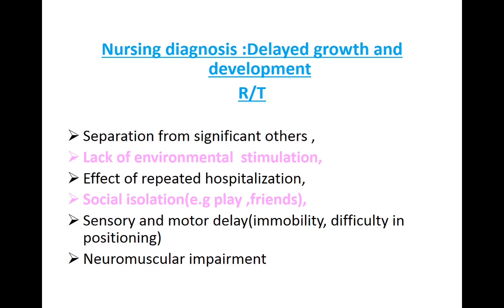Malnutrition is there in the child. The child will be having risk for delayed growth and development. Yes or no? It will be there or not? Yes, ma'am. So diarrhea is there, frequent diarrhea, chronic diarrhea is there, malnutrition is there, frequent respiratory tract infection is there. So there will be risk for delayed growth and development.